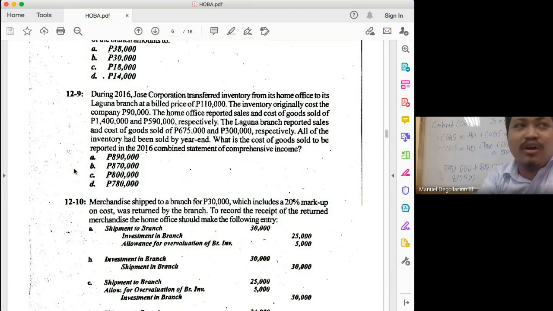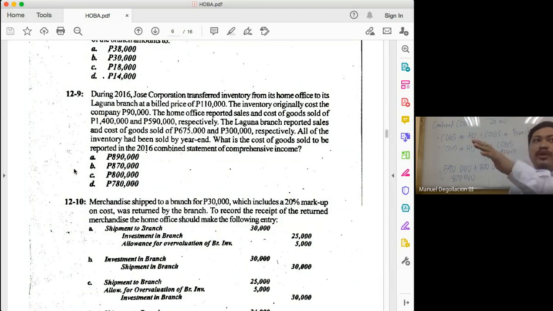But that's not wrong. What are we supposed to deduct? Are we supposed to deduct only the markup on the shipments? No, what are we supposed to deduct? The markup on your cost of goods sold. But what happened in this problem? It so happens that the markup on your cost of goods sold is the same as the markup on the shipments. Why did that happen in this problem? Because we had zero beginning inventory and zero ending inventory.